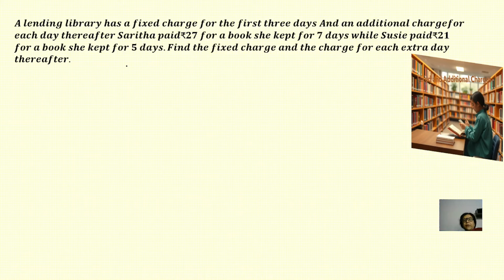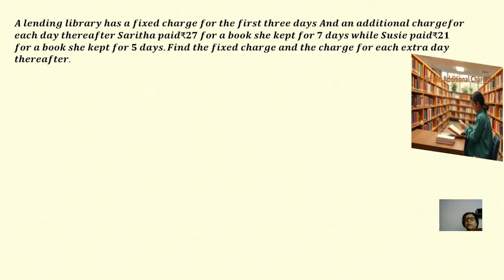Let's take the third one. A lending library has a fixed charge for the first 3 days and an additional charge for each day thereafter. Sarita paid rupees 27 for a book she kept for 7 days, while Susie paid rupees 21 for a book she kept for 5 days. Find the fixed charge and the charge for each extra day thereafter. The lending library has a fixed charge, mandatory to be paid for the first 3 days, and afterwards an additional charge for every subsequent day.